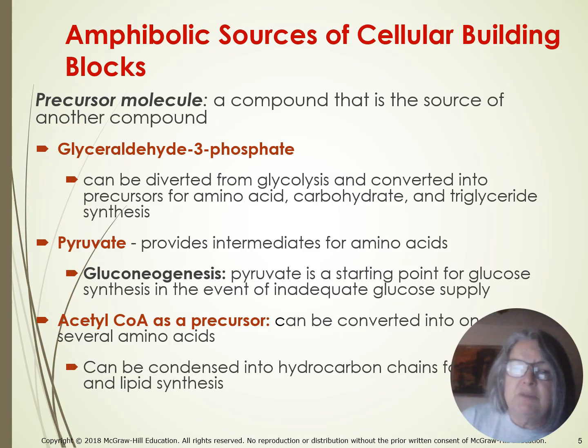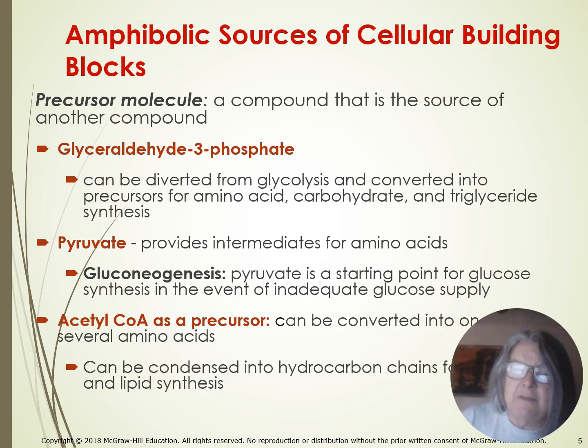So the precursor molecules, this is what can be used as a source to build other compounds. And here are the three big ones that we see in the whole glycolysis, transition, and Krebs cycle pathways that we've talked about already. So the intermediate glyceraldehyde 3-phosphate can be diverted from glycolysis and converted into the precursors to make carbohydrates, triglycerides, and amino acids, which of course are the building blocks of proteins.